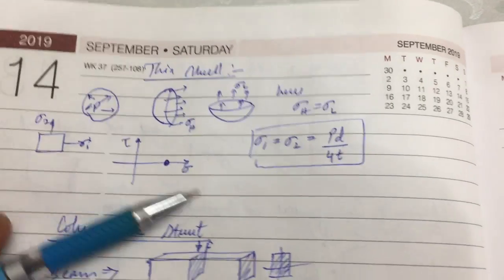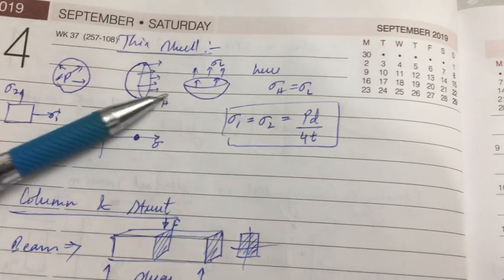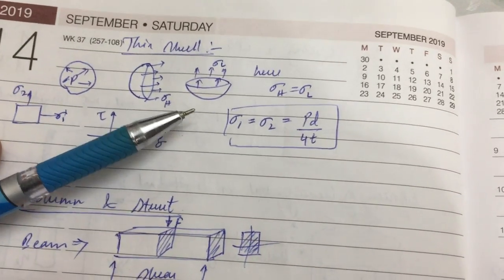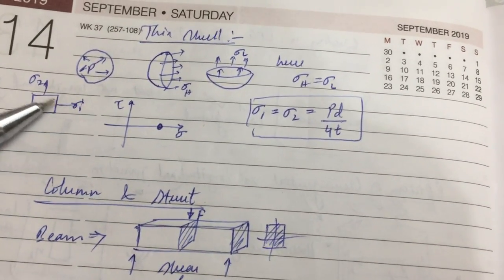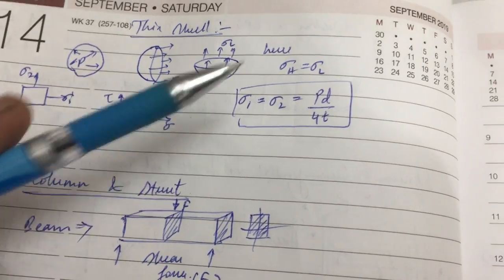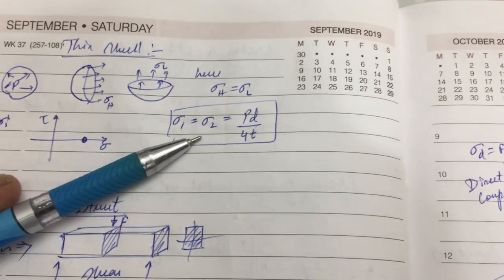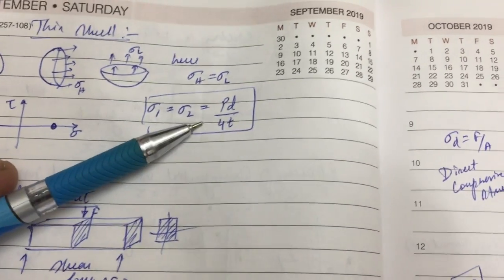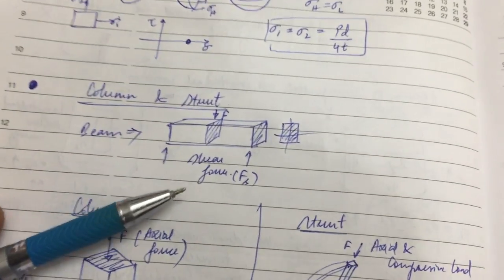Okay. Next is for thin shell. As we discussed earlier, for the thin shell, it is the same stress everywhere. In that case, we will have the body diagram like this. As the hoop stress and longitudinal stress are the same, the major and minor stress will be PD by 4t. Okay. Next is the column and strut.